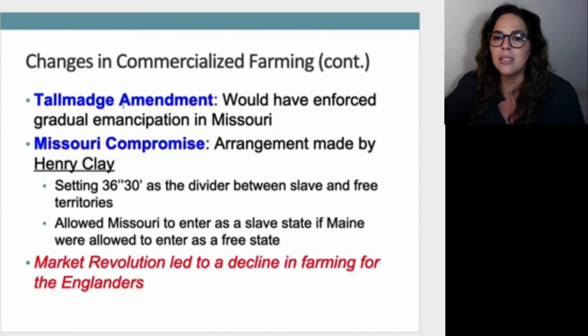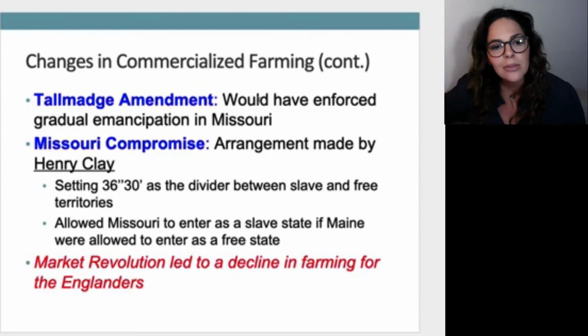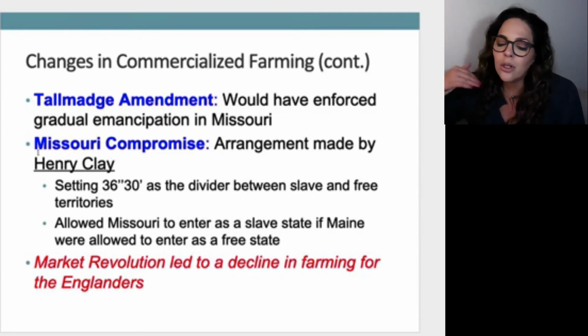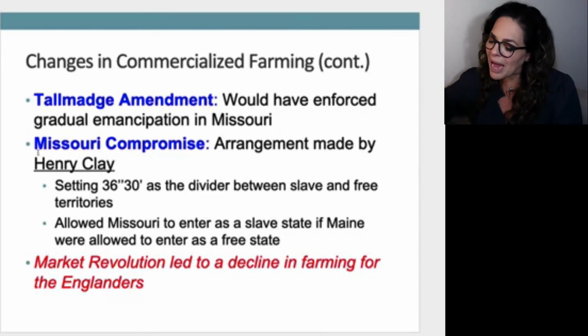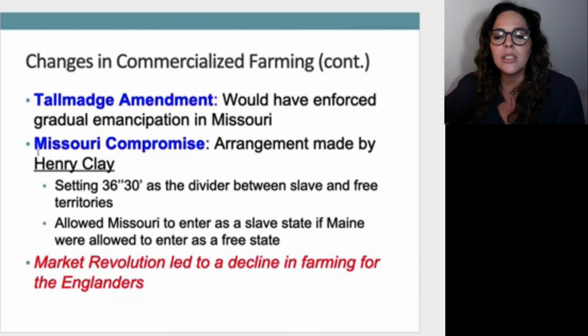The Tallmadge Amendment, when it comes to Missouri, would have enforced gradual emancipation in Missouri. But of course, that one doesn't happen. There's a lot of debate, a lot of fierce, passionate debate over whether or not Missouri, now that it's ready to be a state, should be a slave state or not.